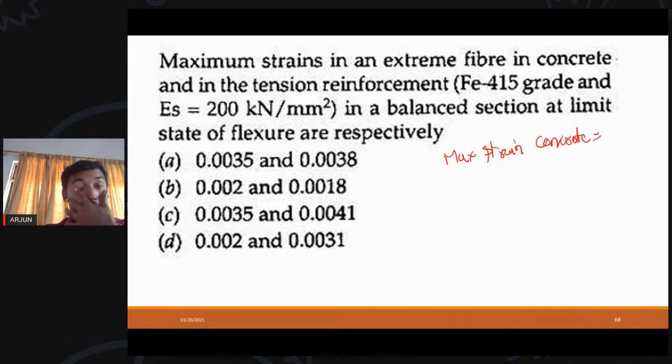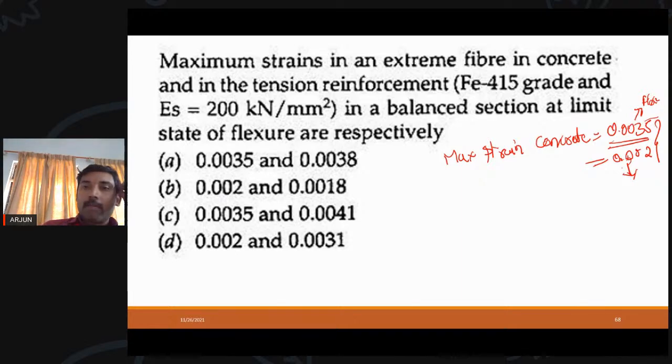Okay, so we know that the maximum strain in concrete in case of flexure is restricted to 0.0035. In case of axial compression, it is 0.002. So these two you have to remember. 0.0035 in case of flexure, and only in case of axial compression it is 0.002. So your maximum strain of concrete should be 0.0035, so you consider either option A or option B.